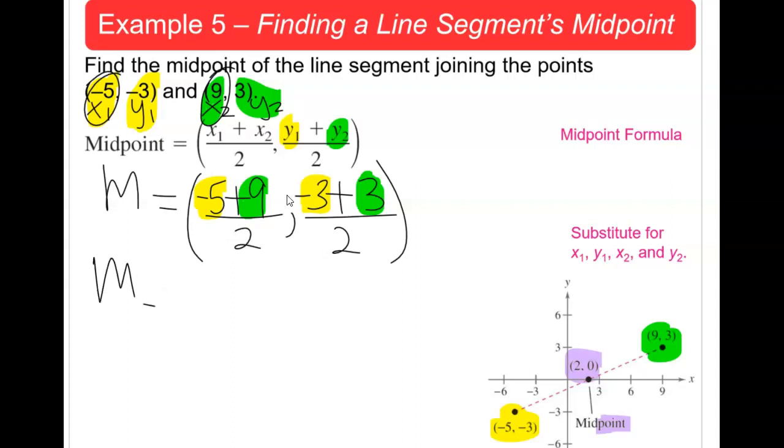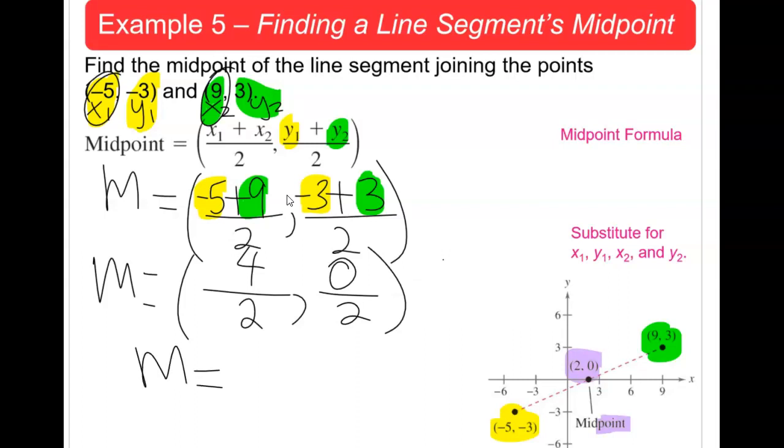So the midpoint is going to be, remember, first we add the numbers on top. -5 plus 9 is 4 over 2. And then -3 plus 3 is 0 over 2. So our midpoint is going to be 4 divided by 2 is a 2. 0 divided by 2 is 0.